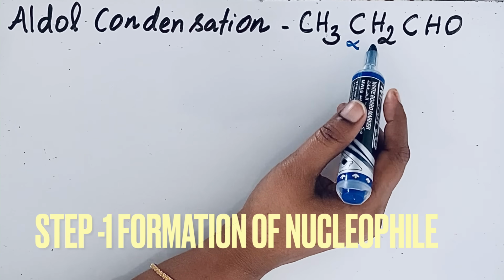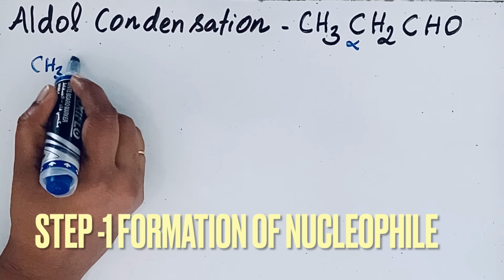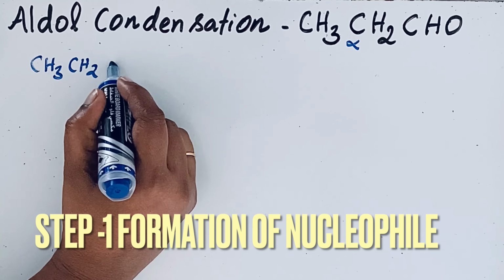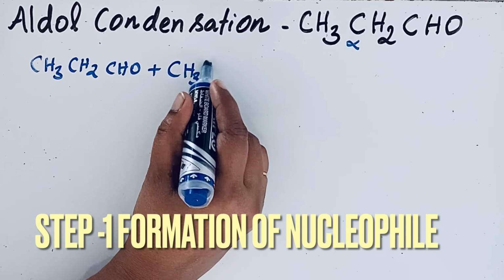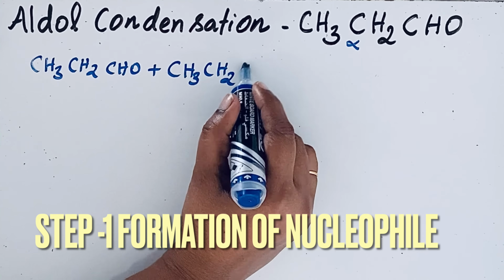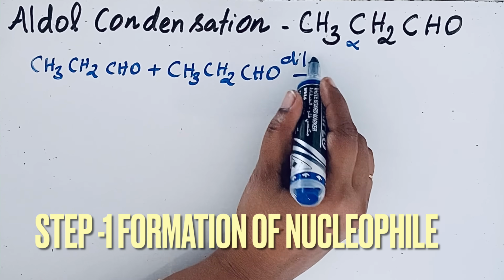There are two molecules of propanal. We will write CH3, CH2, CHO, then another molecule CH3, CH2, CHO, in the presence of dilute NaOH.